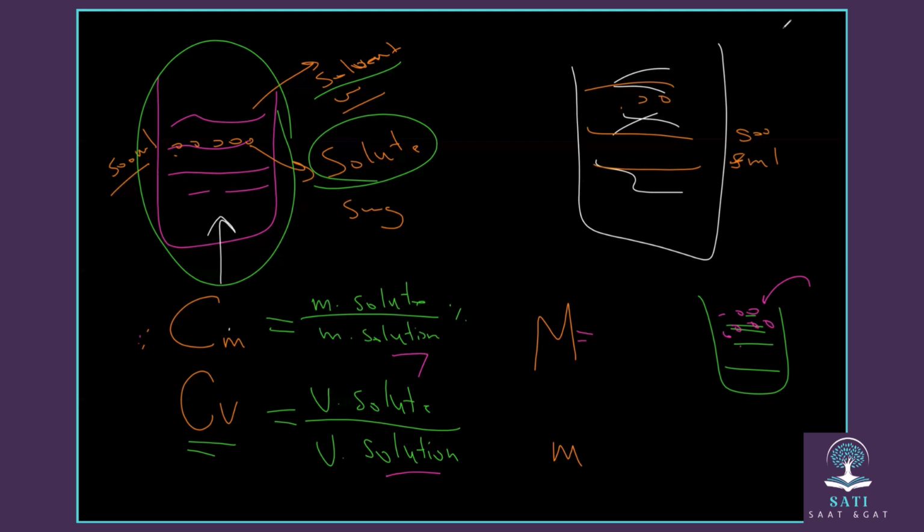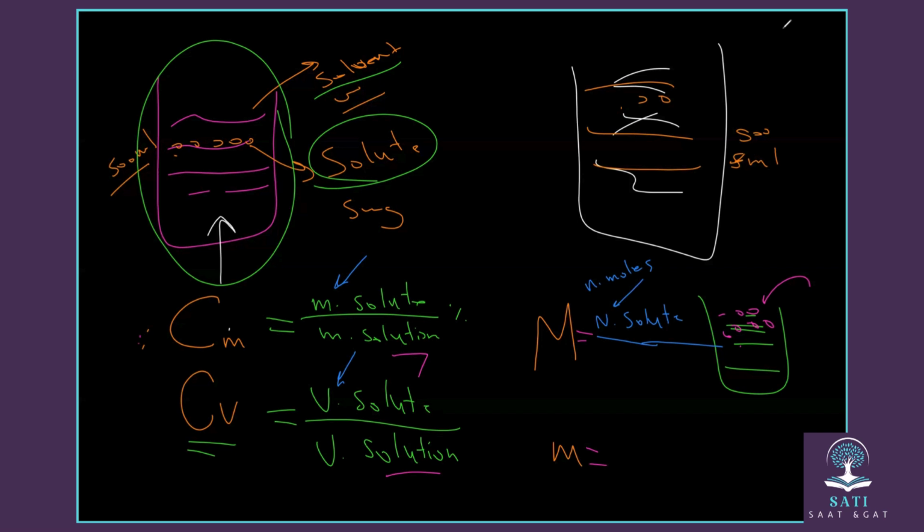Okay, what about molarity and molality? In all of them, the numerator is the solute, because we are trying to find the amount of that solute compared to the solution. So the solute is on top. But here we use mass, here we use volume of the solute, and here we use the number of moles of the solute.